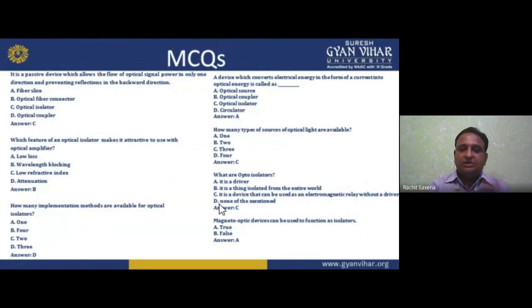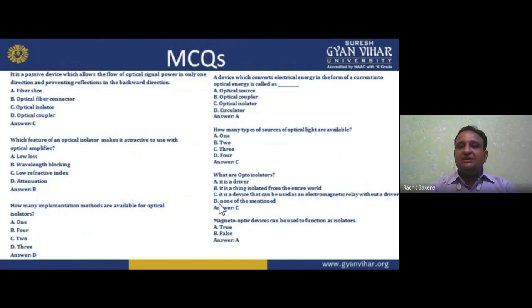Now some related multiple choice questions. It is a passive device which allows the flow of optical signal in only one direction and prevents reflection in the backward direction. Obviously, it is an optical isolator. Which feature of an optical isolator makes it attractive to use with an optical amplifier? Wavelength blocking. How many implementation methods are available for optical isolators? Three. Two are the same, but we have three different ones.